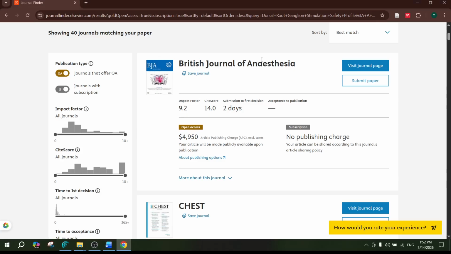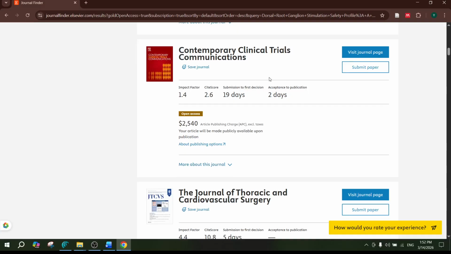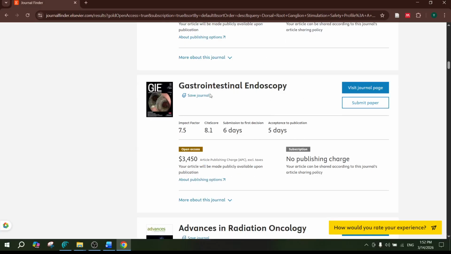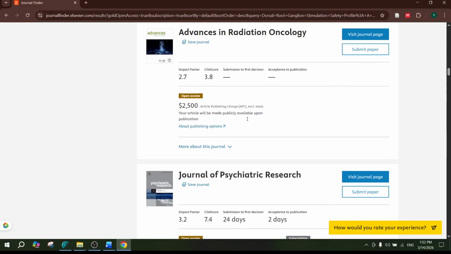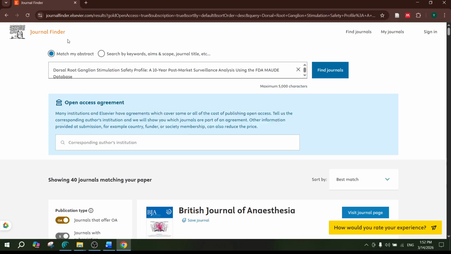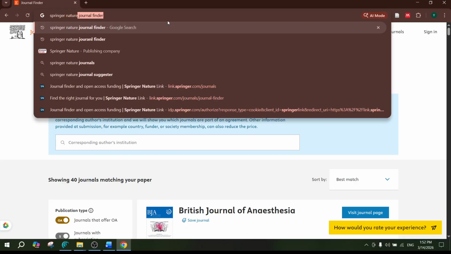So yeah, British Journal of Anaesthesia may be a suitable journal, but other journals may not fit much. Gastrointestinal is far away from our topic. So as you can notice, Elsevier Journal Finder is very weak for suggesting a suitable journal for your paper. There is actually another journal finder, Springer Nature.